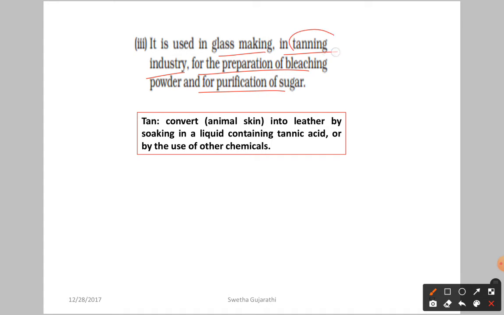Now what is the meaning of tanning? Tanning means converting animal skin into leather. As you know very well, we use leather bags, which come from animal skin. So how do they convert it into leather? By soaking in a liquid containing tannic acid or by the use of some other chemicals. This process is called tanning. Simply, you are converting animal skin into leather. That is called tanning. In that also we use calcium hydroxide.